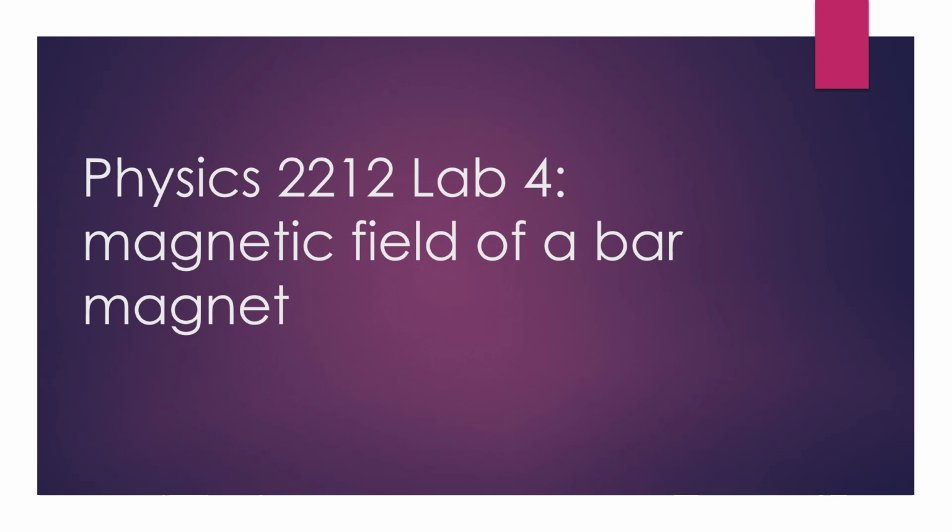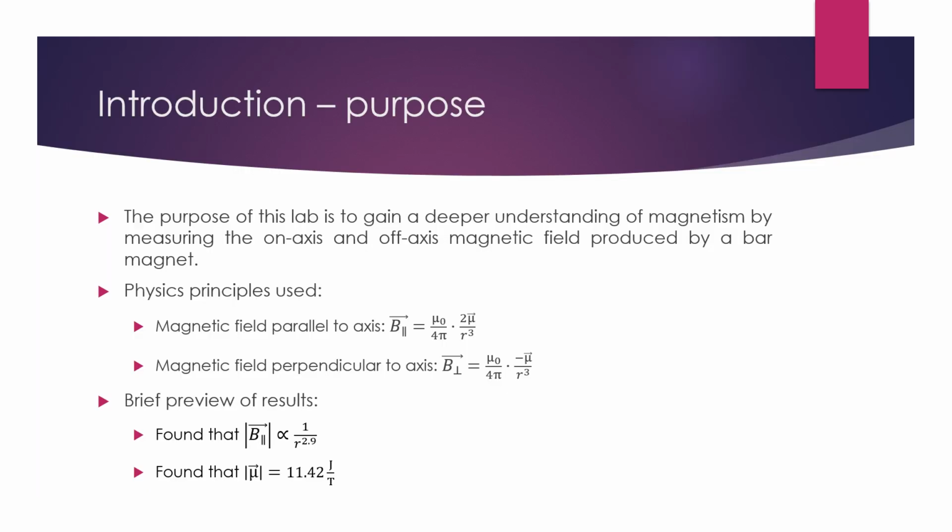Hello and welcome to my Physics 2212 Lab 4, Magnetic Field of a Bar Magnet. The purpose of this lab is to gain a deeper understanding of magnetism by measuring the on-axis and off-axis magnetic field produced by a bar magnet. The physics principles used are the magnetic field parallel and perpendicular to the axis, with the formulas given.